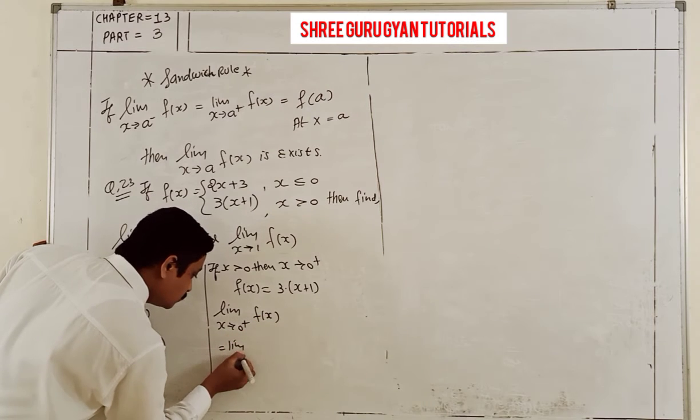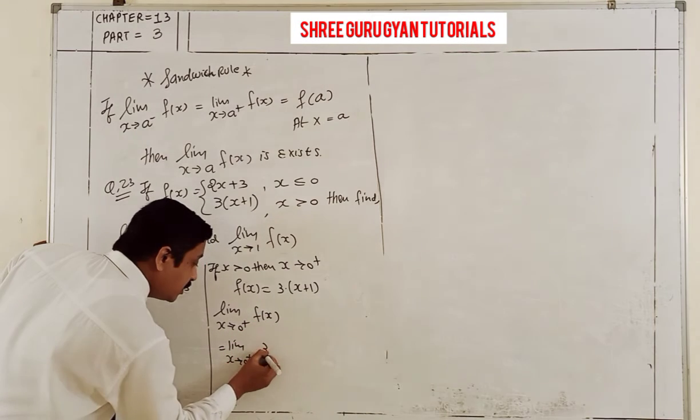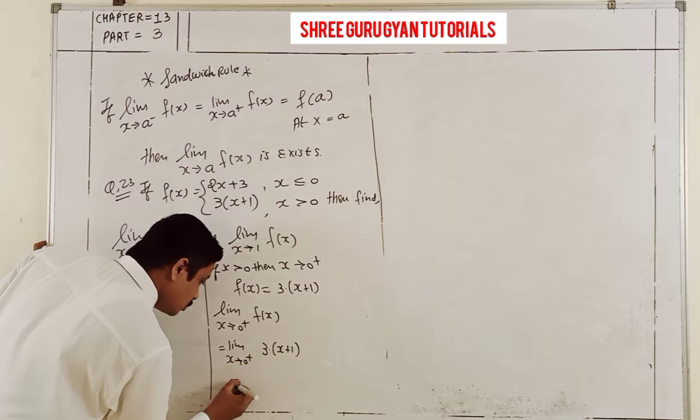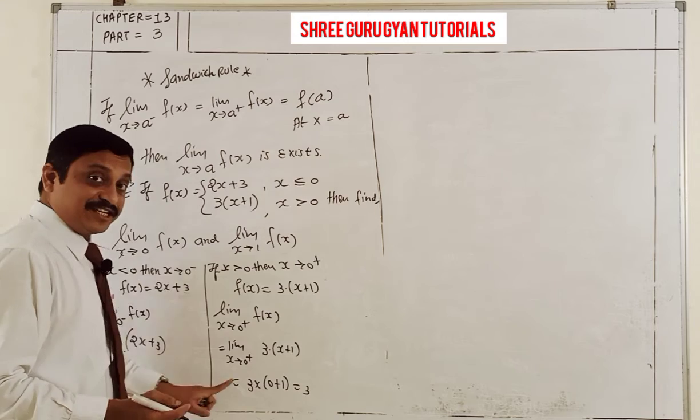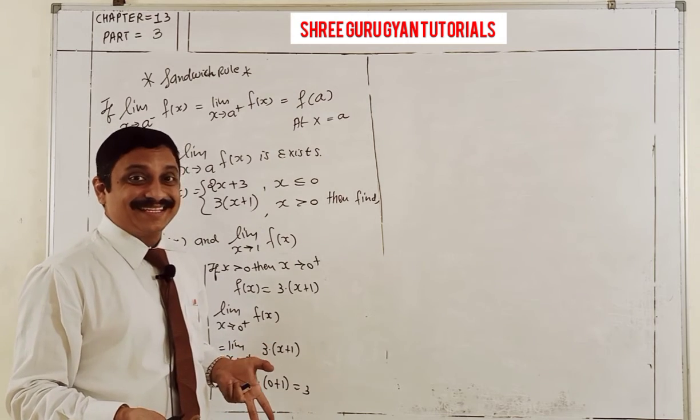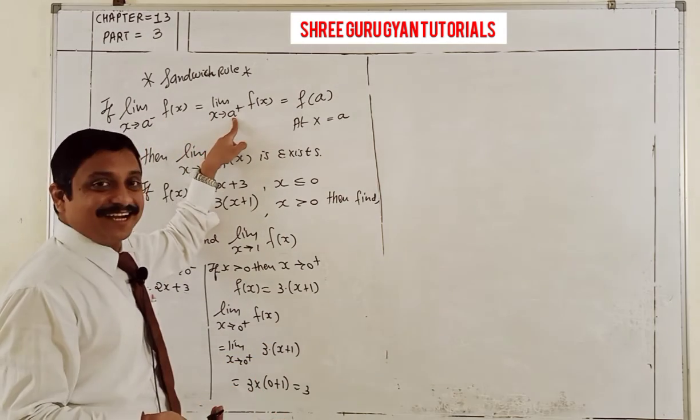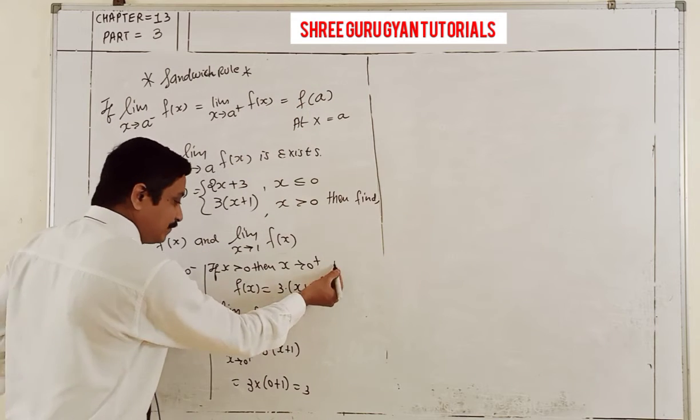My function is 3 times x plus 1, so 3 into 0 plus 1. Check: 3 and 3, are the answers the same? Yes, same. It means the left hand side and right hand side limits are the same. Now I go to the third.